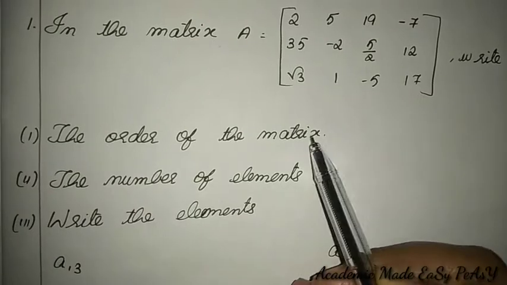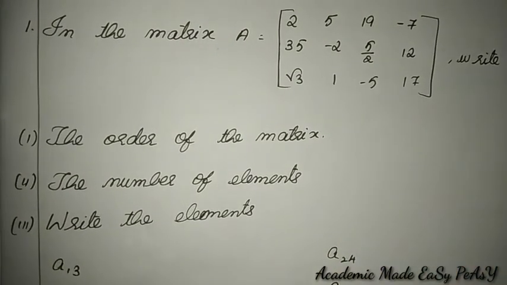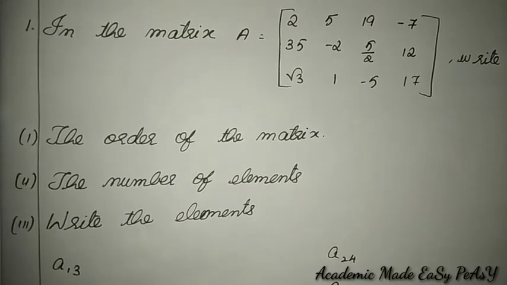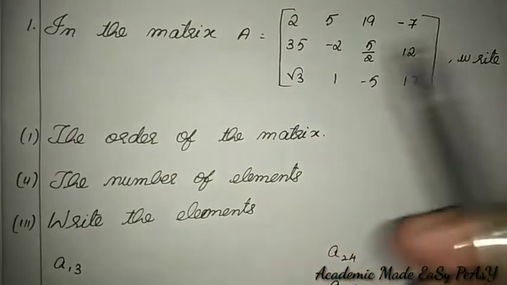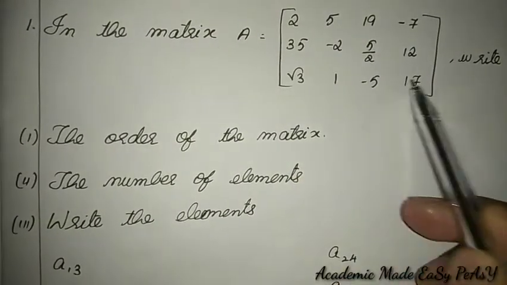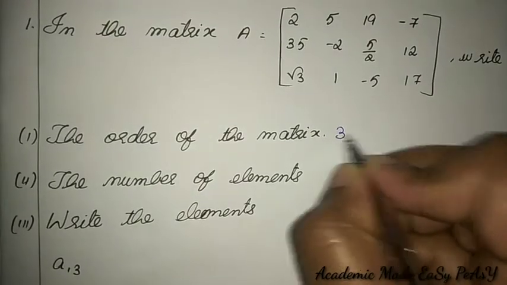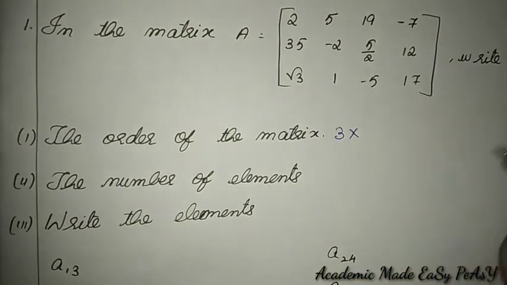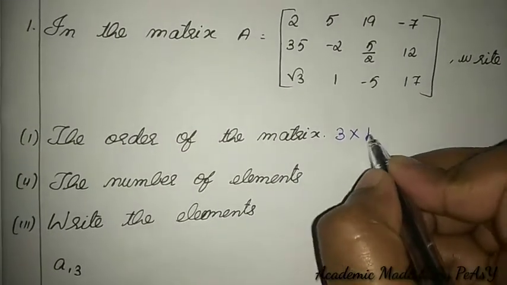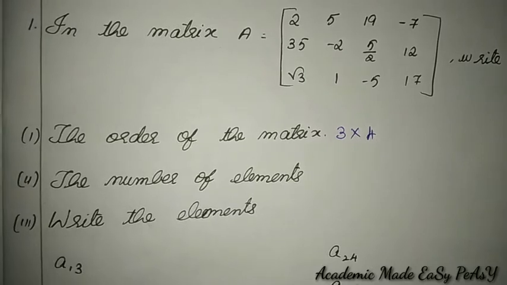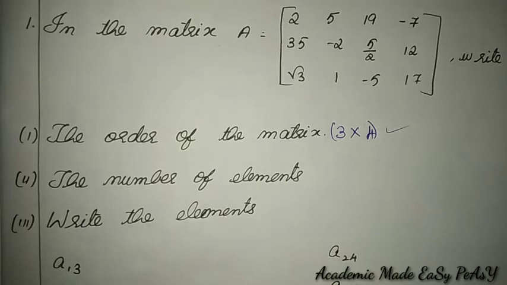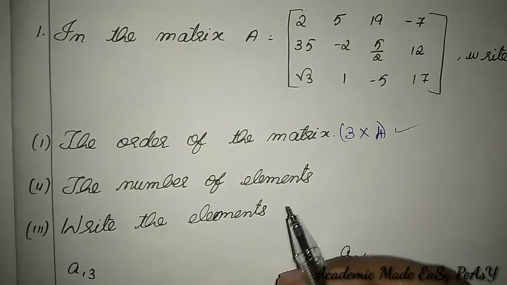The order of the matrix, that is this matrix. So we have to see the order. What is the order of a matrix? Number of rows into number of columns. So first we have to check the number of rows. That is 1, 2, 3. So we have 3 rows. So 3 into, now we have to check the number of columns. So 1, 2, 3, 4. So the order of the matrix is 3 by 4. This one is over. So next one, number of elements.